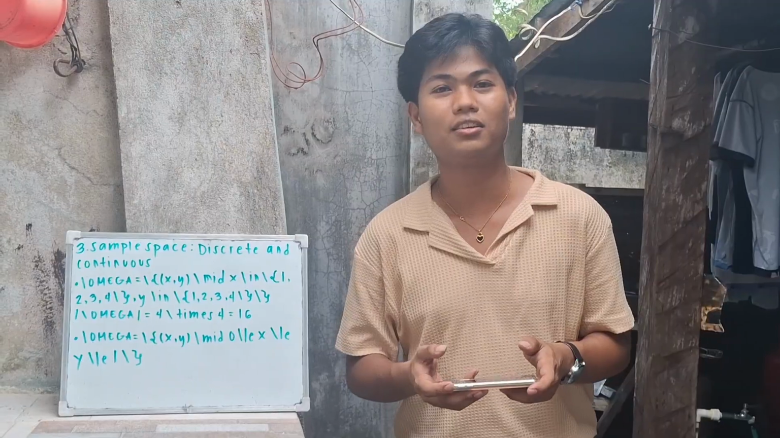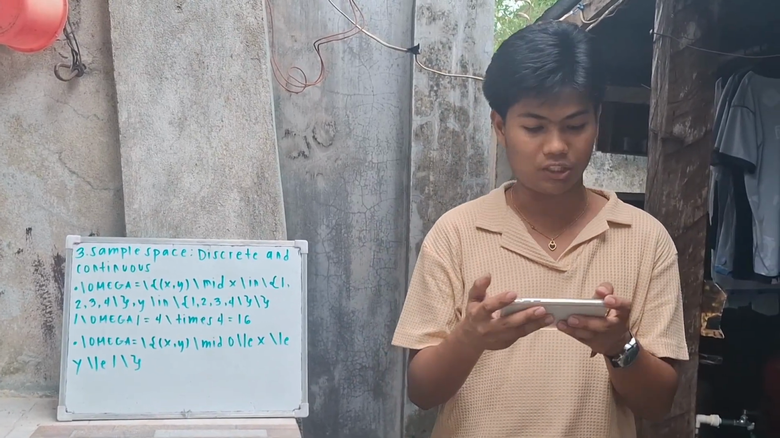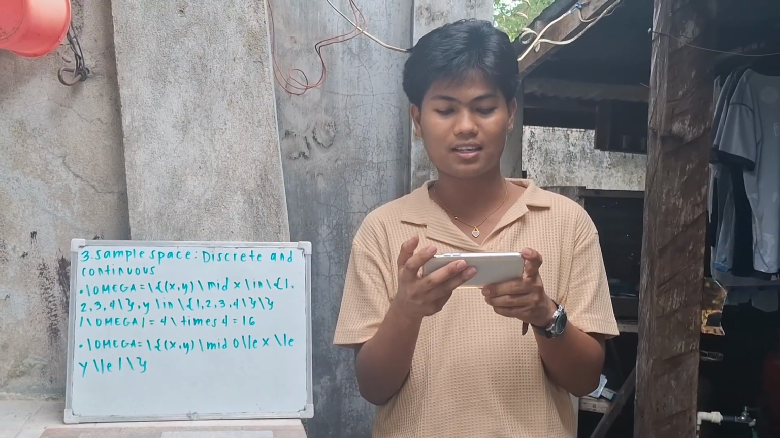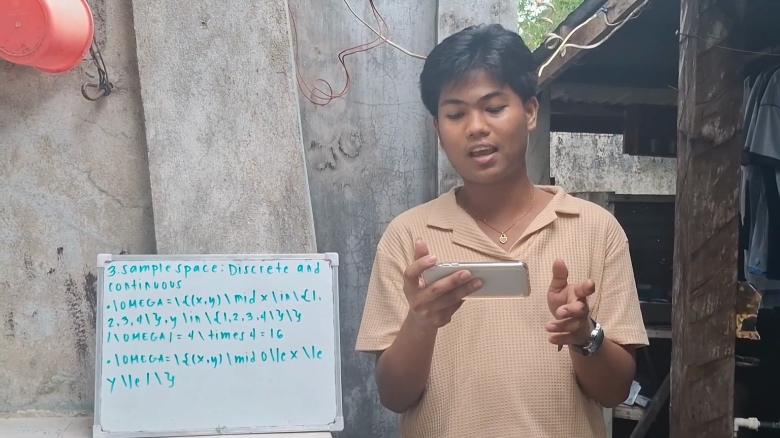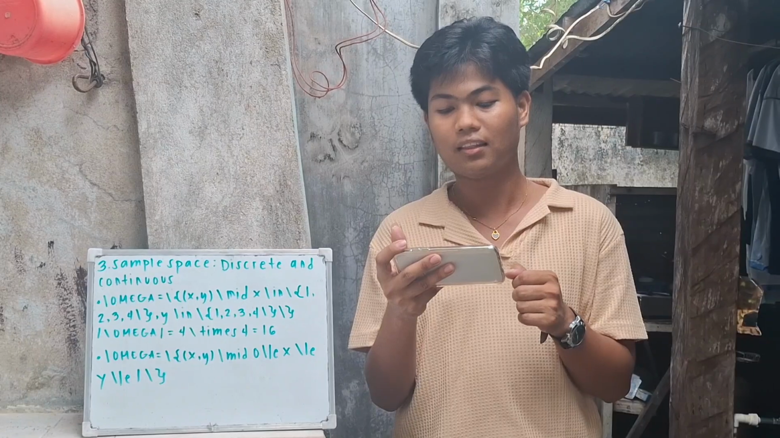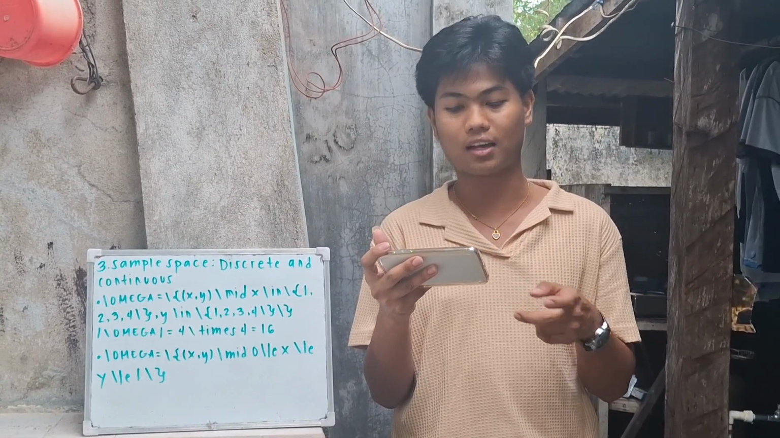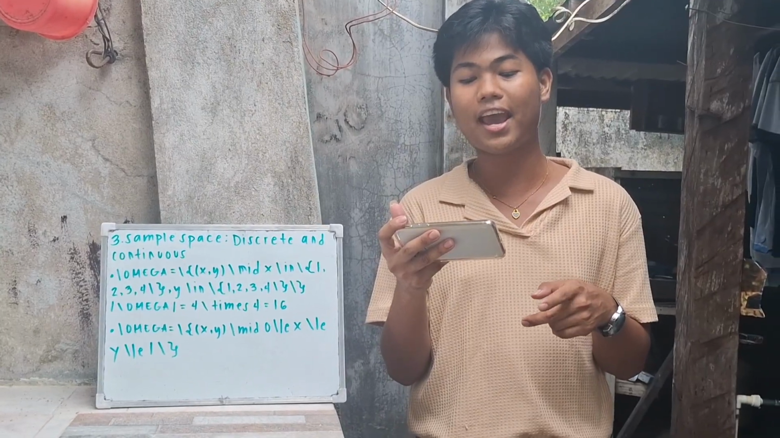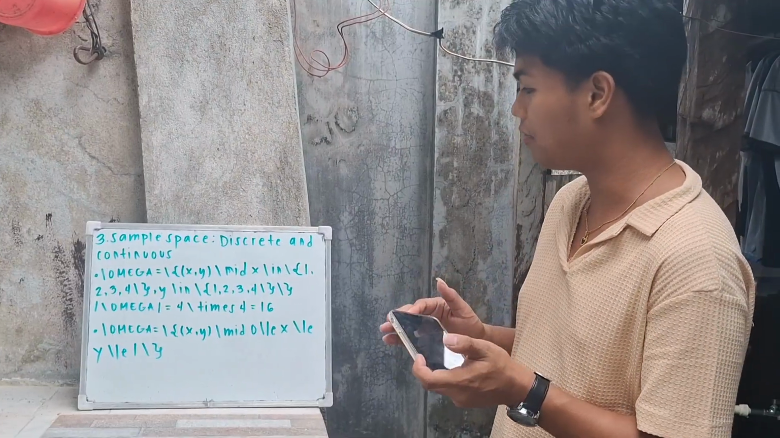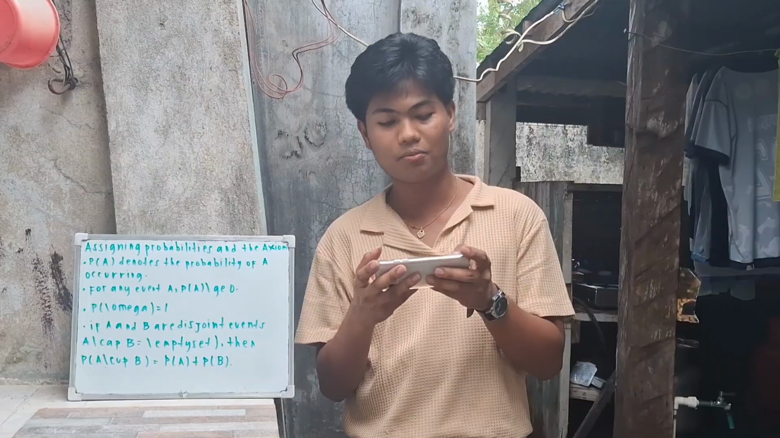My third discussion is all about discrete and continuous. Sample space can be broadly categorized into two types, discrete and continuous. Discrete sample spaces involve outcomes that can be counted, while continuous sample spaces involve outcomes that can take any value within a range. So this is the equation of discrete and continuous. The fourth discussion is all about assigning probabilities and axioms.